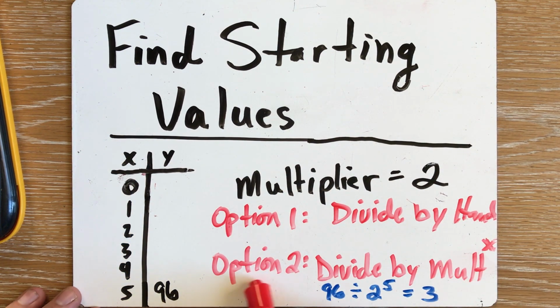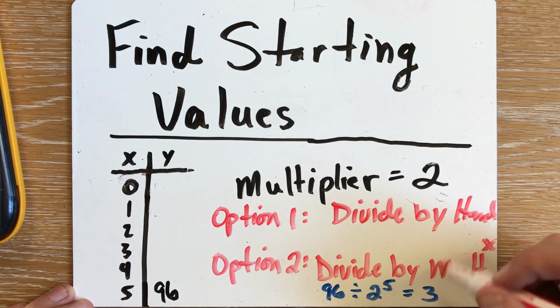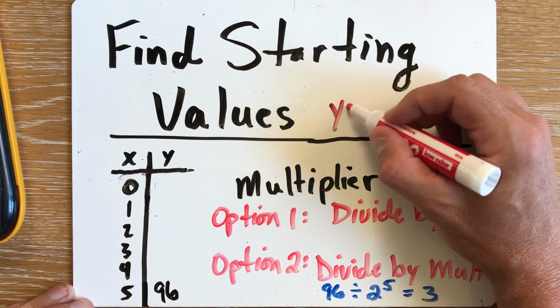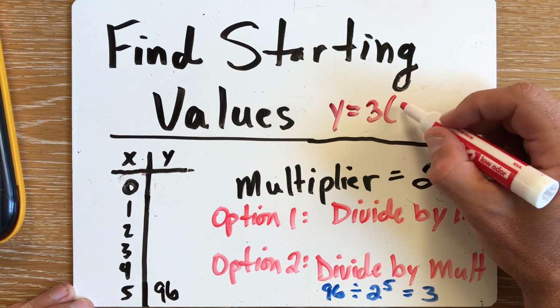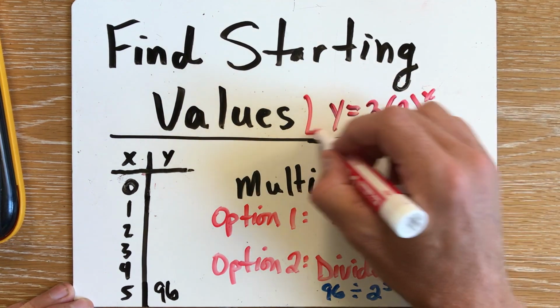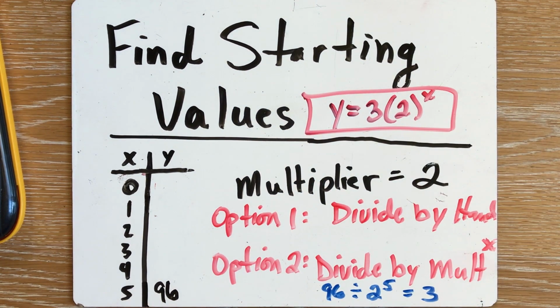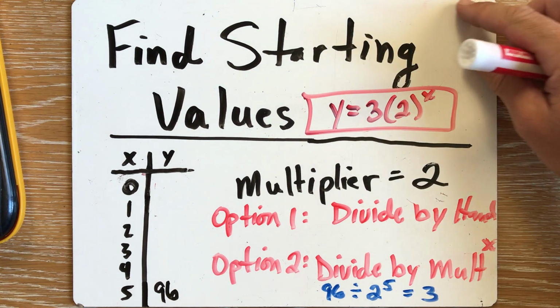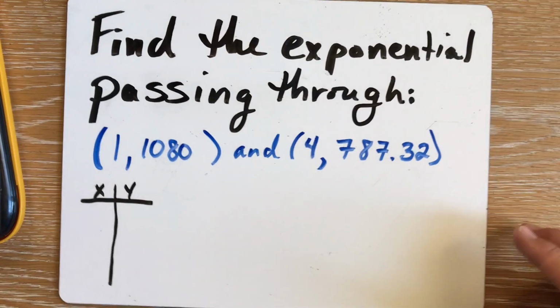You could also do option number 2, which is taking 96 and dividing it by your multiplier, 2, five times in a row, and summarizing that with an exponent. So if you take 96 divided by 2 to the fifth power, because there are 5 moves back, you'll get the answer of 3, which is your starting value. So if you have a starting value of 3 and a multiplier of 2, the equation again would look like this: y equals, start with 3, multiplier of 2 to the power of x, and that is how you find the equation.